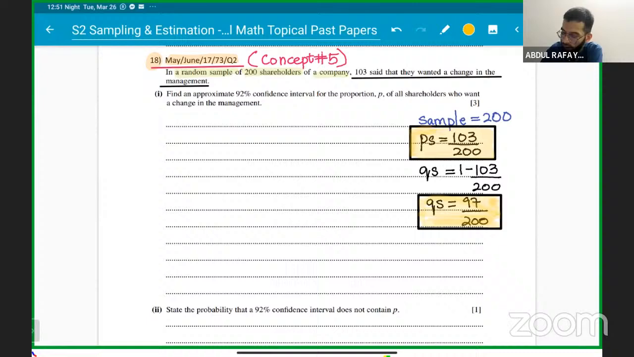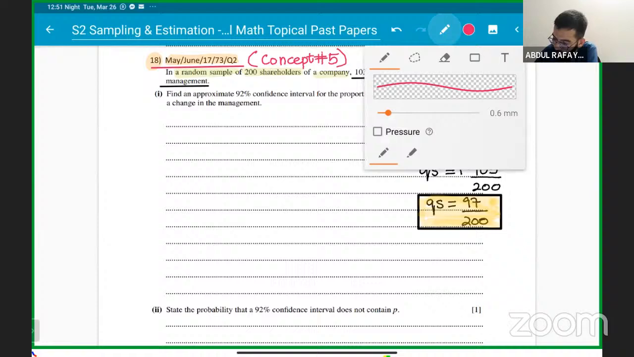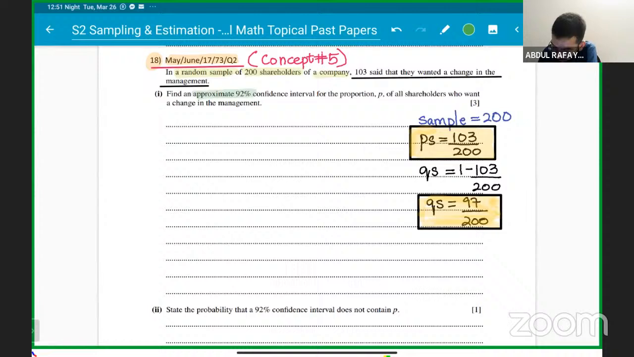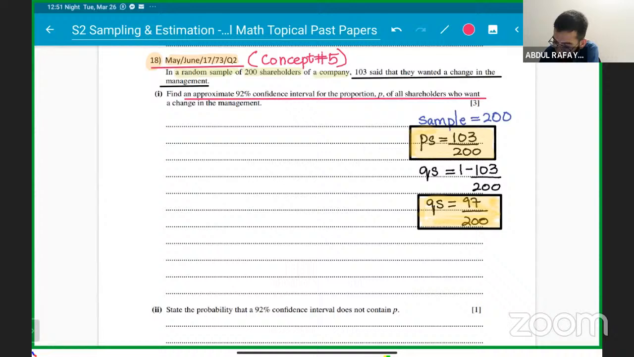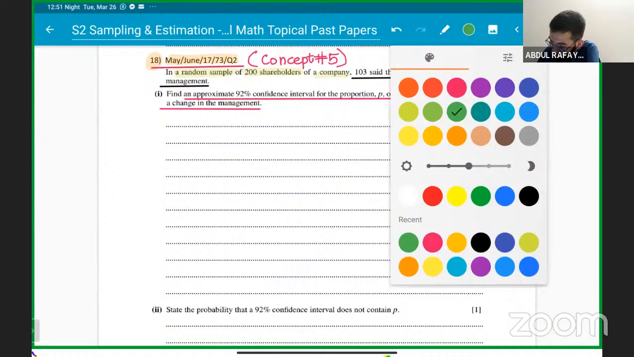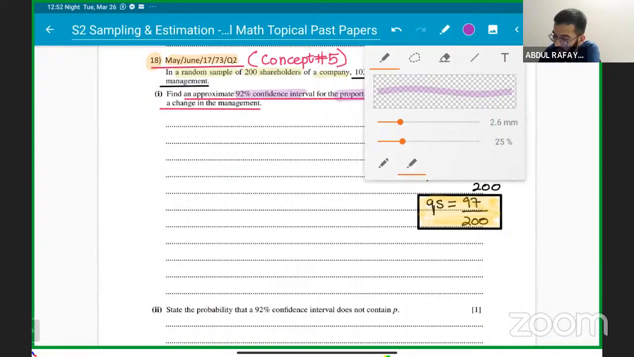Next, what we have to talk about is, with the word proportion here, find an approximate 92% confidence interval. We have to find, students, an approximate 92% confidence interval for the proportion P of all the shareholders who want a change in the management. So the word itself will suggest that you have to work out concept number 5 here, that is proportion at 92% confidence interval. Let's first work that out here.